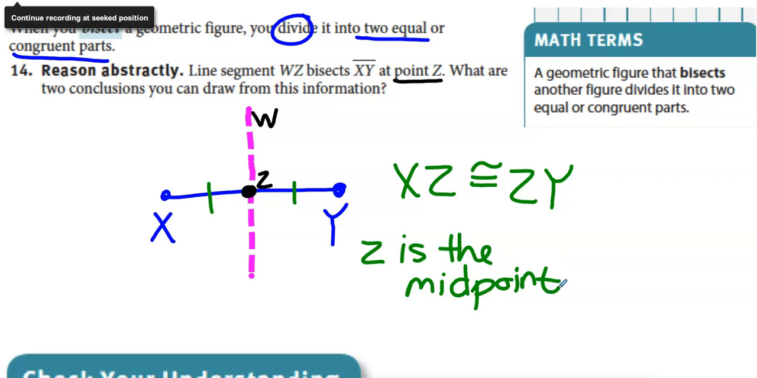Okay? So again, bisecting is pretty tricky because the first word is what's happening to the second terminology, so that you have to draw the second terminology first. Because I definitely just messed that up beforehand.